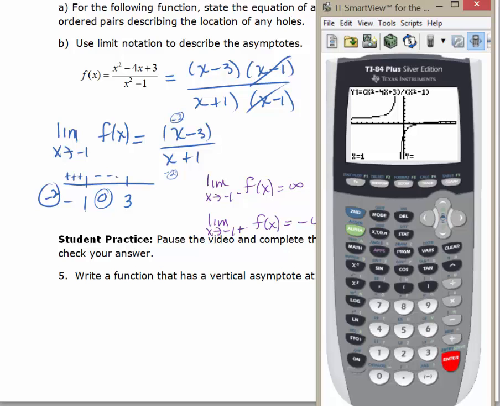So sometimes we do analytical work and we check it on the calculator. Sometimes we make a conjecture using the calculator and we use our analytical work to confirm that. Just remember that you're not always going to have a calculator. There will be times that you'll be given a problem like this on a test where you won't have a calculator to check. So you have to be confident in your analytical work.